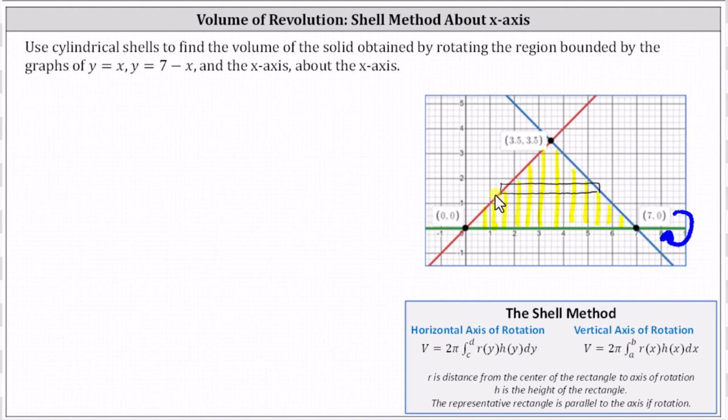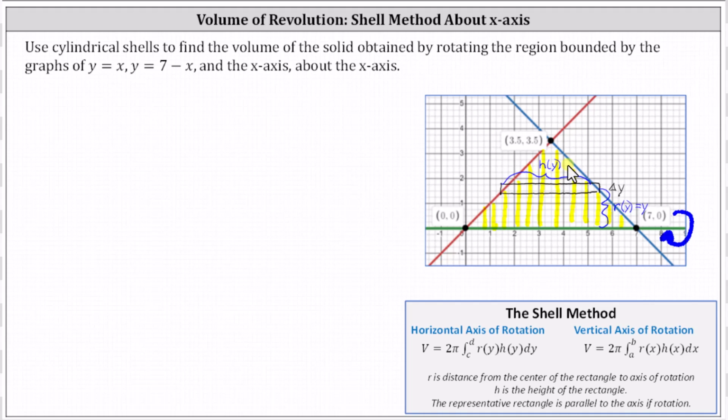Notice the thickness of the rectangle is delta y, which indicates when we have a horizontal axis of rotation, we integrate with respect to y. The volume is equal to 2 pi times the integral from c to d of r of y times h of y dy, where r of y is the distance from the center of the rectangle to the axis of rotation, which in our case would be this distance here. Notice this vertical distance is simply equal to y. h of y is the height of the rectangle, which again for our rectangle is this horizontal distance here.